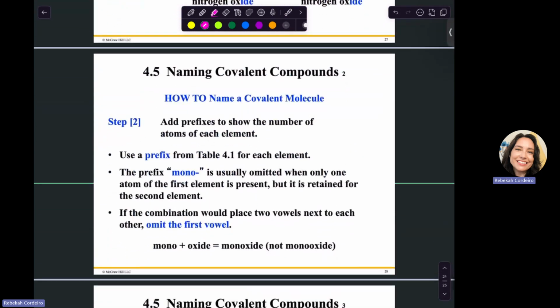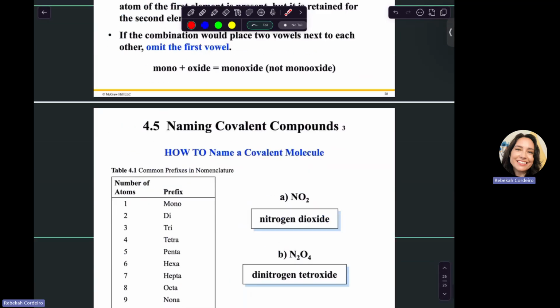Then we're going to add prefixes to show how many we have. There's a prefix table that you need to memorize in your memorization list. And we usually omit mono when it's the first element, but we do use it for the second element. So we also omit the first vowel, so not monooxide, we just say monoxide. Tetroxide will just be tetroxide, for example.